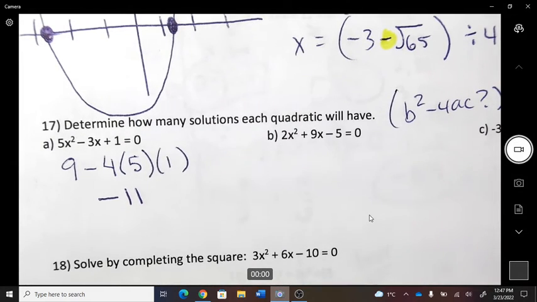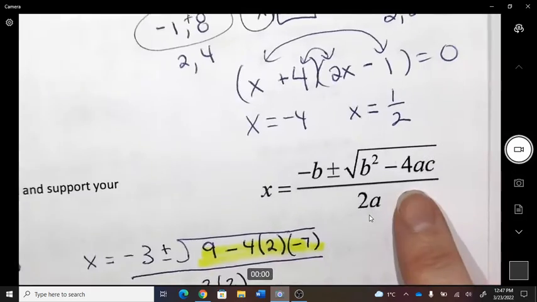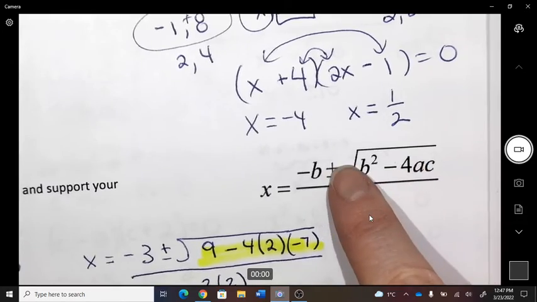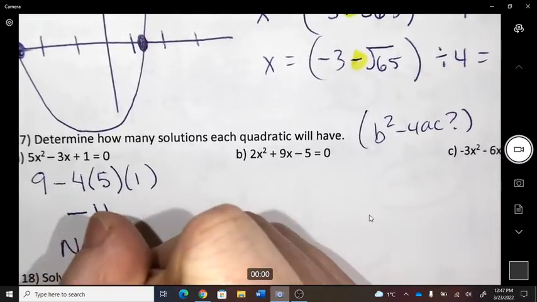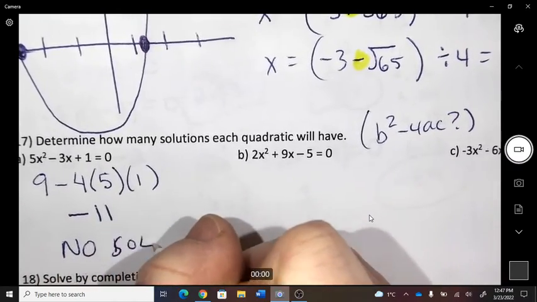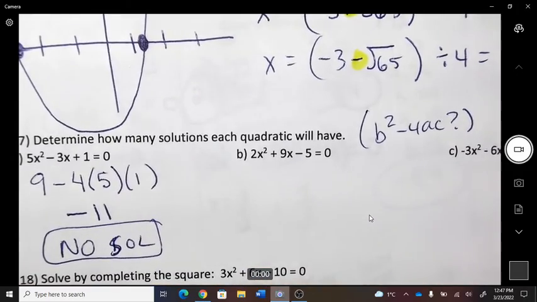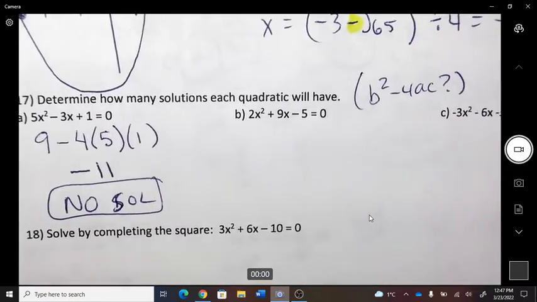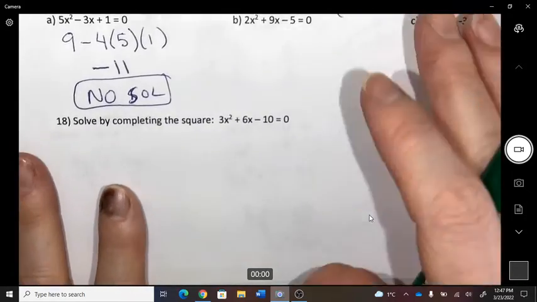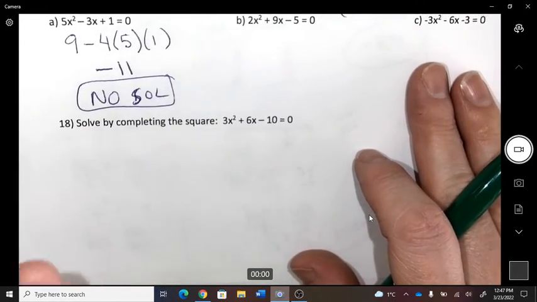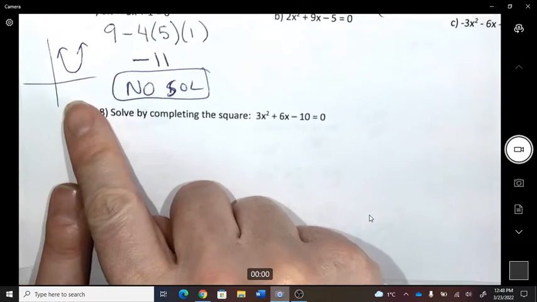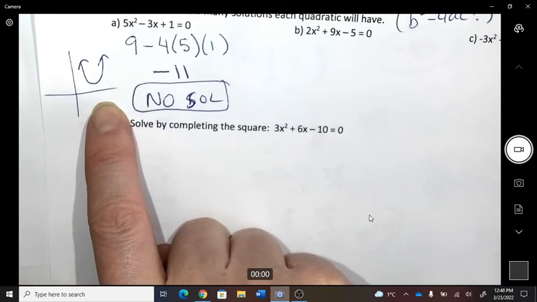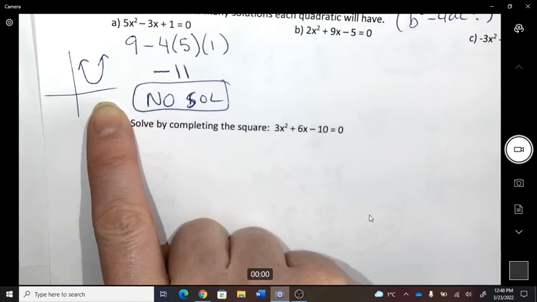So in the formula, how many answers would this make? Remember that this is the part where we have to square root it. So what happens if I'm square rooting a negative 11? No answer, right? No solution. Okay, you can't square root the negative. It's not going to work. If I ever asked you to understand visually what that is, this is just what's going on. It's a parabola that's going to never, ever, ever hit the x-axis.